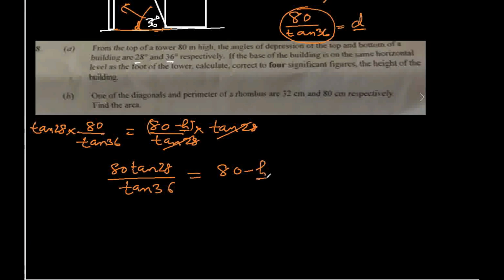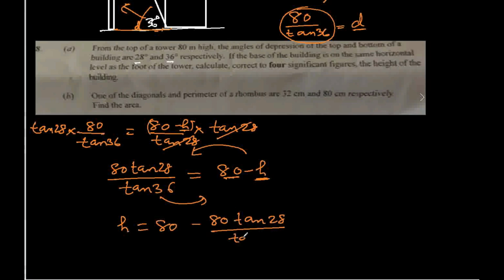Now this h I'll put to the left side so that it becomes positive. I want a positive height, and I'll bring this to the right by subtracting, not cross multiply. We can't do cross multiply anymore. So 80 will stay here, and h comes to the left and becomes positive. 80 was already here, minus 80 tan 28 over tan 36. This will give us the height. Let me use my calculator.